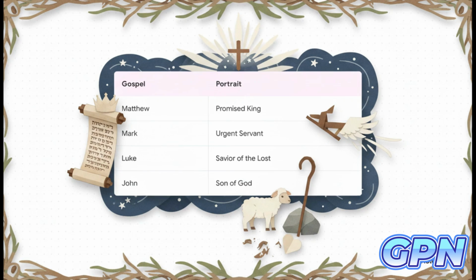And that 400-year silence finally shatters with the 4 Gospels: Matthew, Mark, Luke, and John. They tell the exact same arrival story, but from 4 distinct, complementary angles. Matthew shows the promised king fulfilling ancient prophecy. Mark gives us this fast, breathless account of an urgent servant. Luke tenderly focuses on the savior of the lost and the broken. And John just soars into eternity, presenting the Son of God so that the reader might believe and truly live.